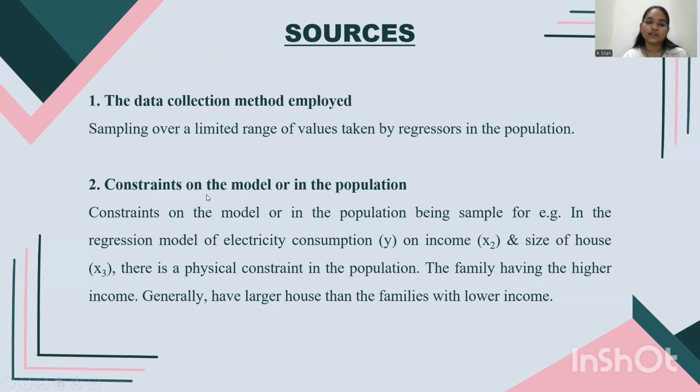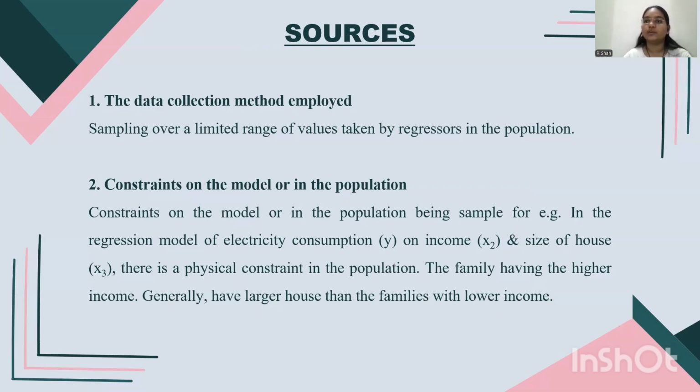Second is constraints on the model or in the population being sampled. For example, in the regression model of electricity consumption Y on income X2 and size of house X3, there is a physical constraint in the population. Families having higher income generally have larger houses than families with lower income. It is very clear that if some person's income is high, he or she buys a bigger house, right?